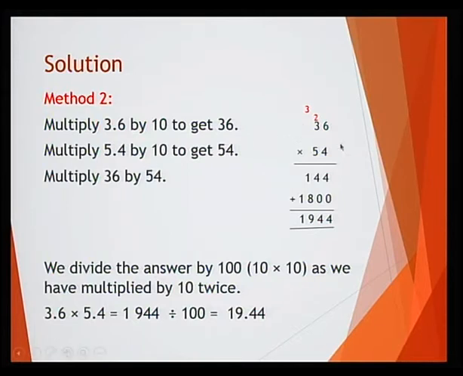So 36 times 54, I multiply it here and I obtain 1944. Now remember, we have multiplied these two numbers by 10 twice. So I have to divide my answer by 100 because I multiplied by 10 twice. So the answer is going to be 1944 divided by 100. And we have already learned how to proceed with division involving multiples of 10. So I get 19.44.